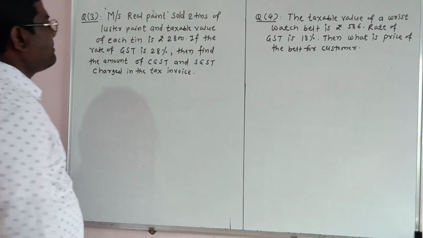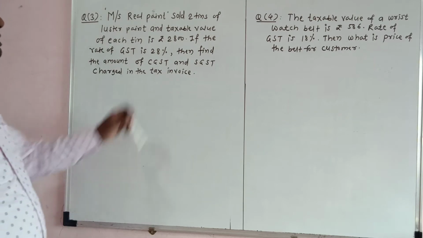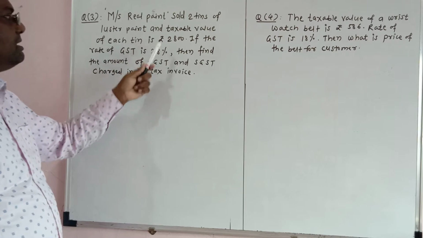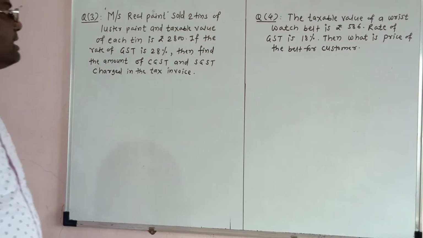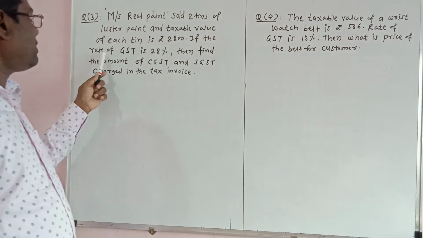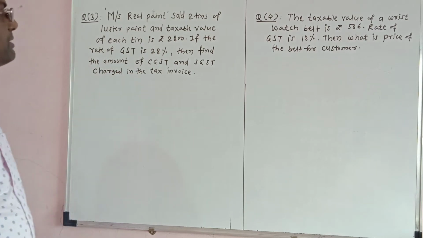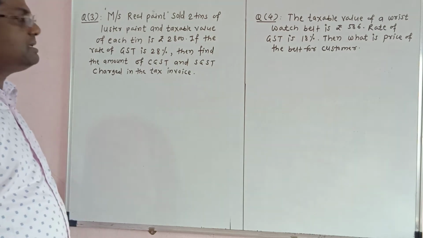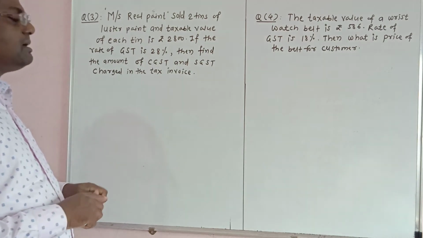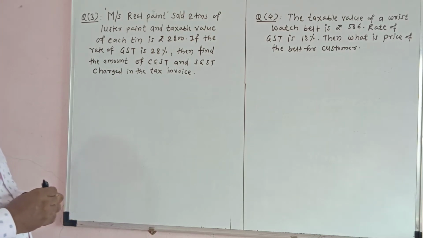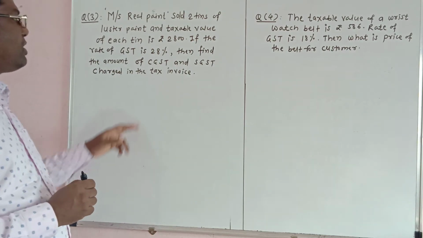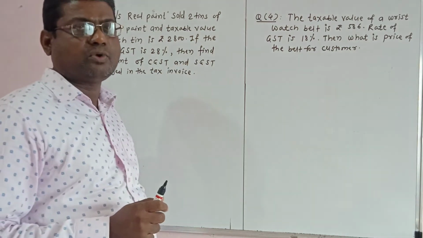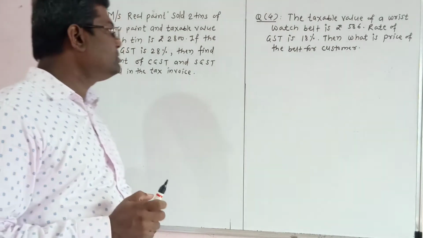Question number 3. MS Real Paints sold 2 tins of luster paint and taxable value of each tin is rupees 2,800. If the rate of GST is 28%, then find the amount of CGST and SGST charged in the tax invoice. We know that rate of CGST is equal to rate of SGST is equal to rate of GST upon 2.